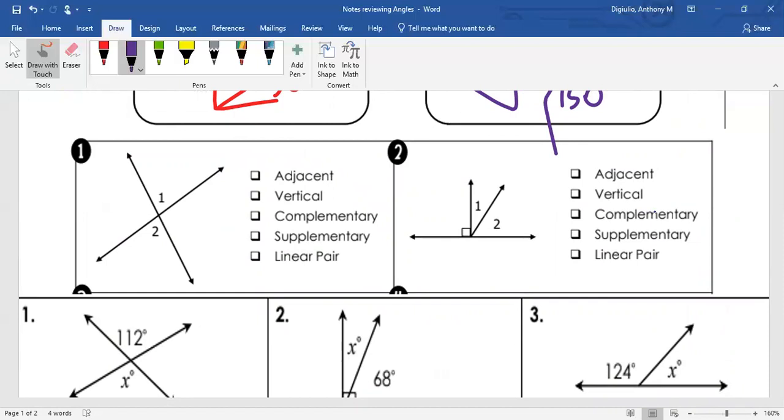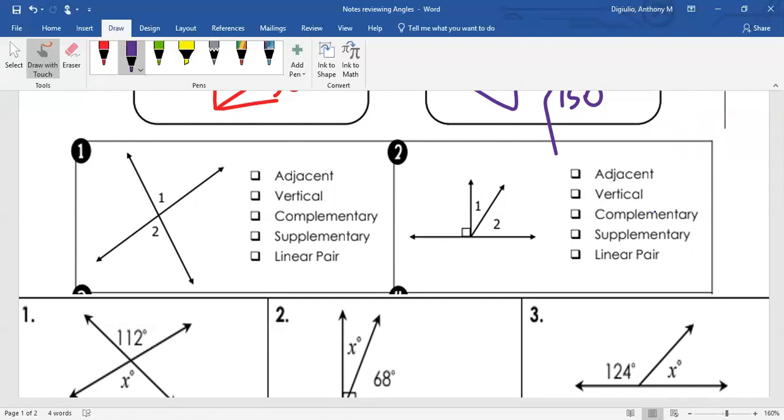So try to do this on your own, see if you can get them. The answer could be more than one thing, but give it a try, and I'll talk about them in a second. All right, so hopefully you had a chance to try them a little bit. Let's go through and see which one of these describes the picture.